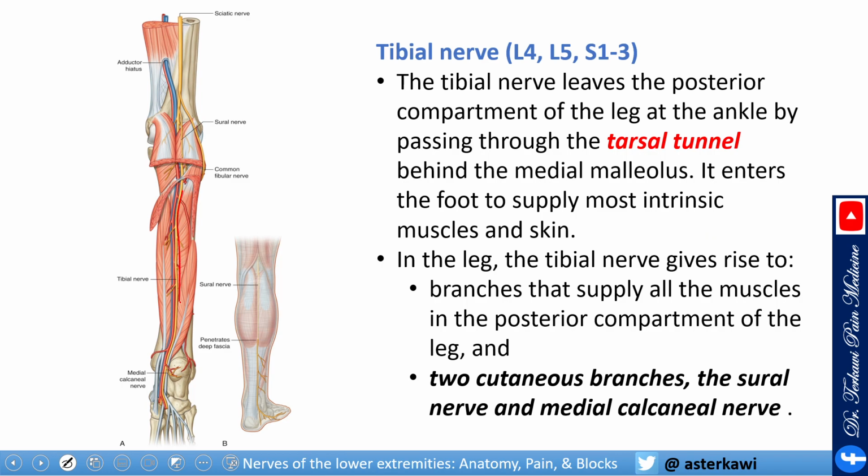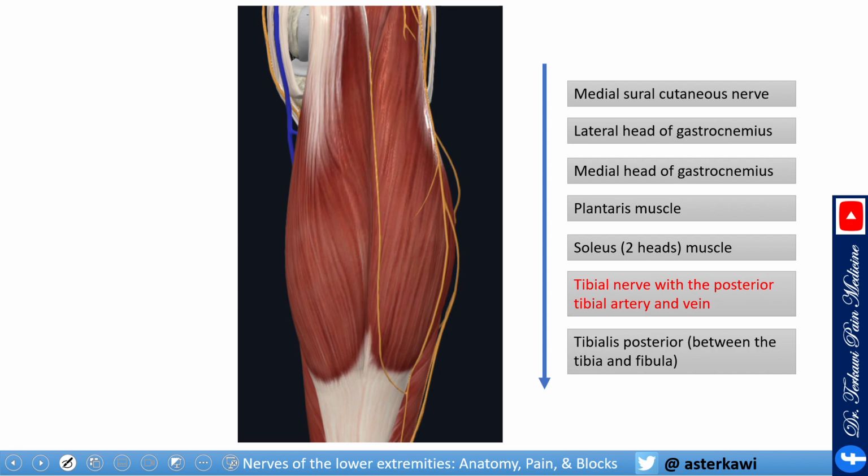So it's very much straight until here, it takes the turn and passes through the tarsal tunnel to supply the ankle and the foot. In the leg, the tibial nerve gives rise to branches that supply all the muscles in the posterior compartment of the leg and gives two cutaneous branches, the sural nerve and the medial calcaneal nerve. So if we look here, this is the medial sural cutaneous nerve, so don't get confused.